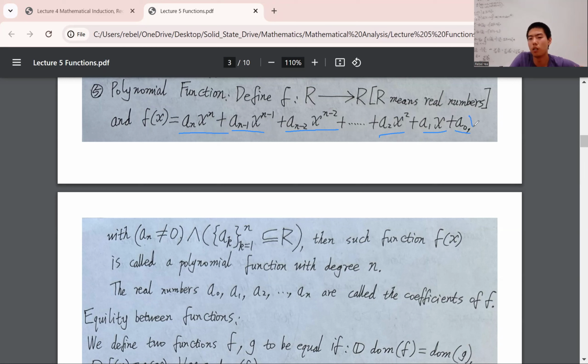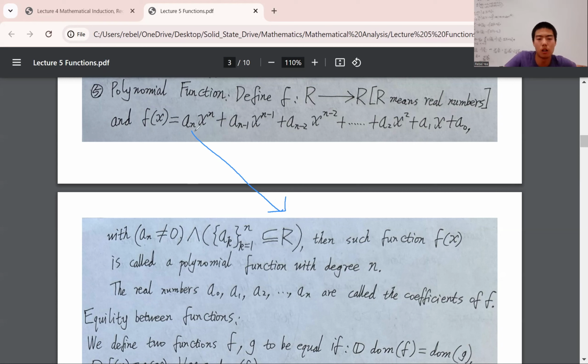And x is pure because x to the power of 0 is just equal to 1, right? So this is why it is paired. So this is called the polynomial function, as the function is in the form of a polynomial. And something we'll notice here is that all of the a_k, for k from 0 to n, are in R.